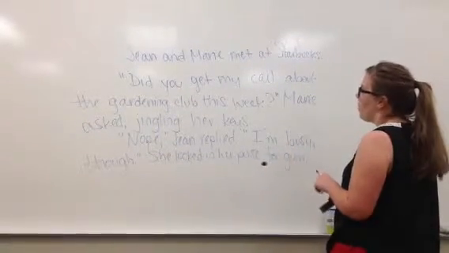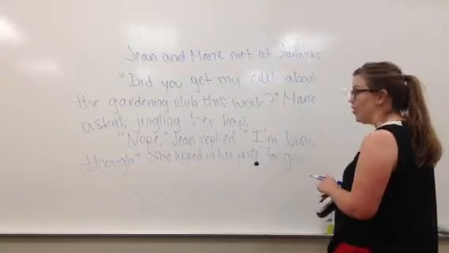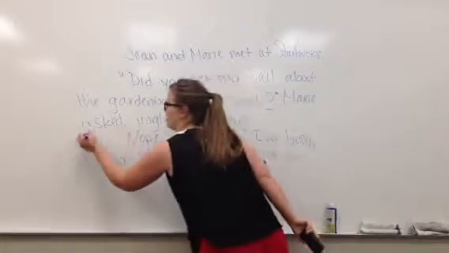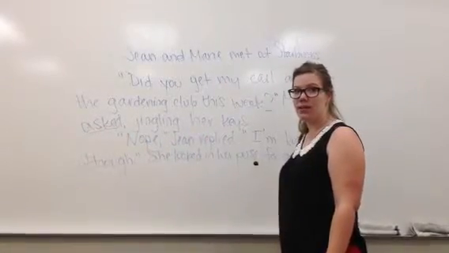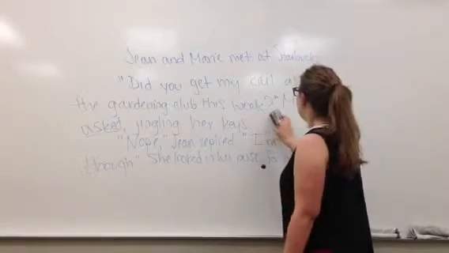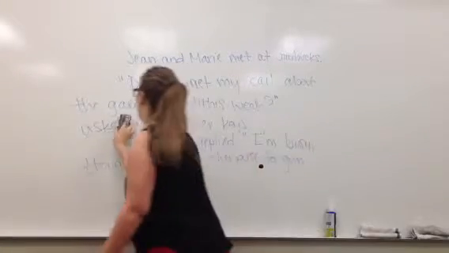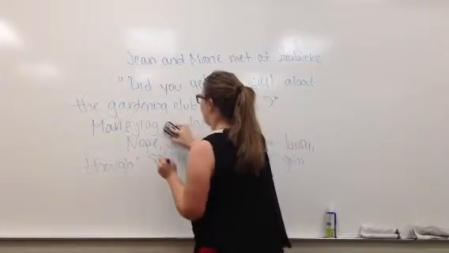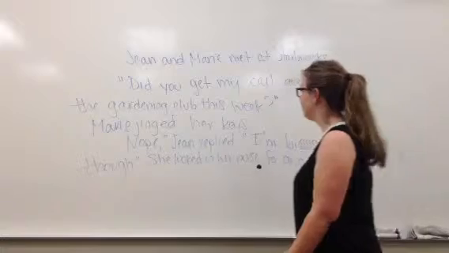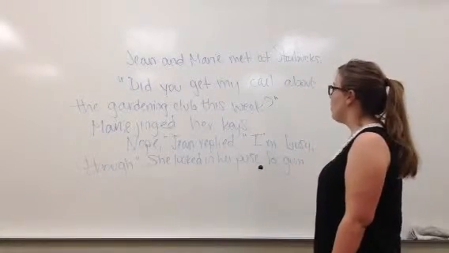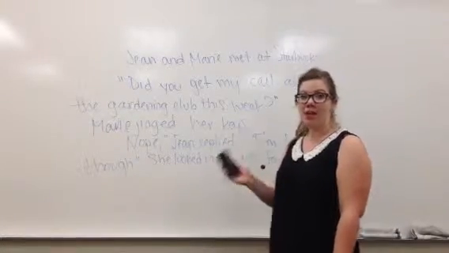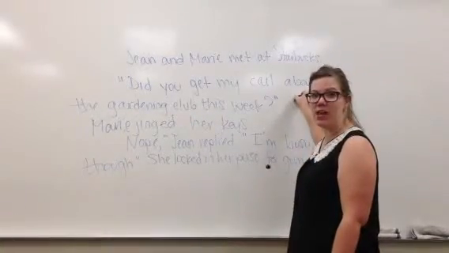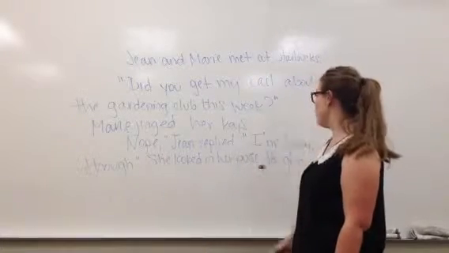Did you get my call about the gardening club this week? Marie asked, jingling her keys. Now let's look at this for a second. We have a quotation mark, and we have asked. Do we need asked? We don't need asked. So we're just going to take that out, and then we'll say, Marie jingled her keys, right? Did you get the call about the gardening club this week? Marie jingled her keys. That line of action serves the purpose of that line of dialogue. We know exactly who said it.